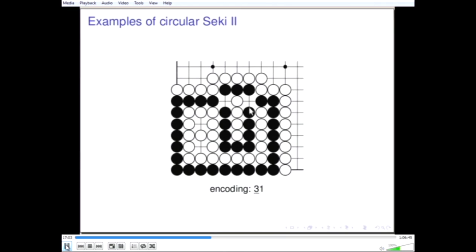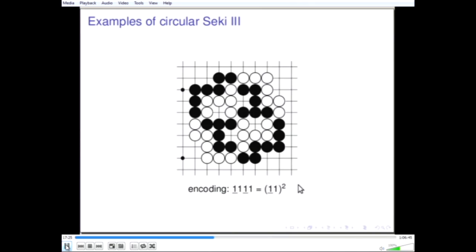Similarly here, that's a circular Seki, where three black chains link this liberty to that one, and then one white chain links this again to the initial liberty. So it's a circular Seki, no zero at the start. That is obviously circular.